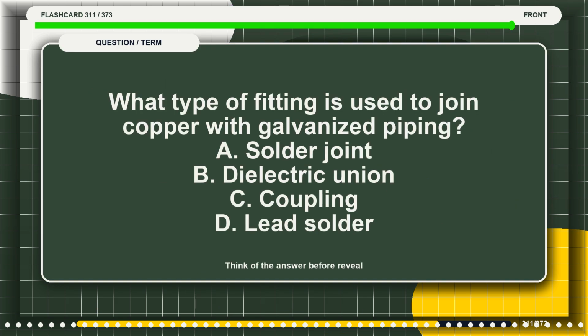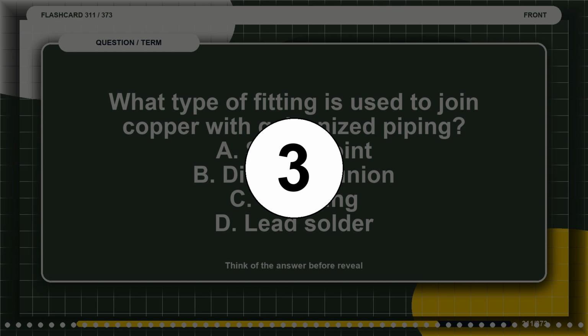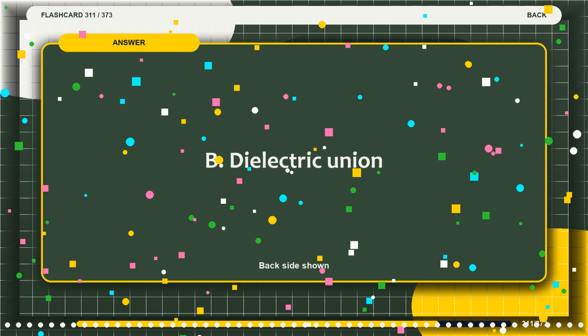Flashcard 311. What type of fitting is used to join copper with galvanized piping? A. Solder joint. B. Dielectric union. C. Coupling. D. Lead solder. Think of the answer before the reveal. The answer is B. Dielectric union.